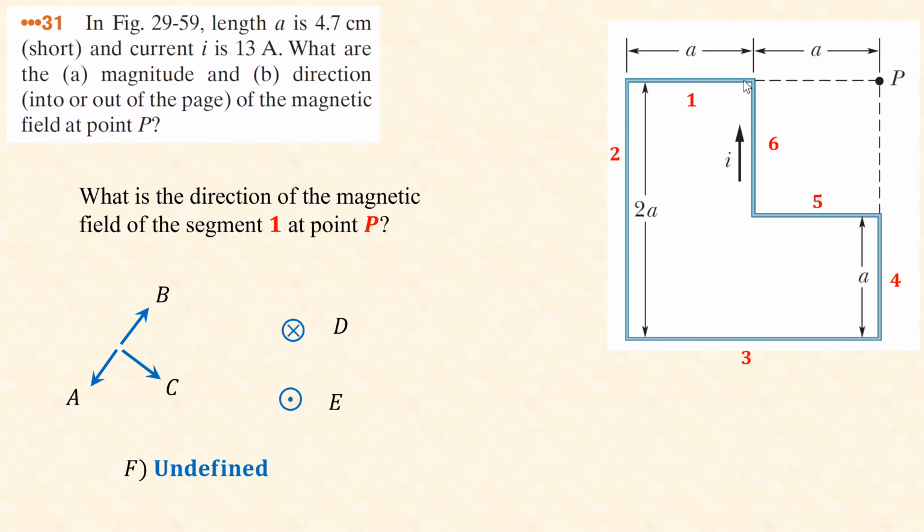Yeah, when the current is going away from the point or going toward the point, the field is 0 for that current, and therefore, when the magnetic field is 0, there's no definition for the direction. So undefined is correct. F is correct because the magnetic field at that point due to segment 1 is 0. All right.